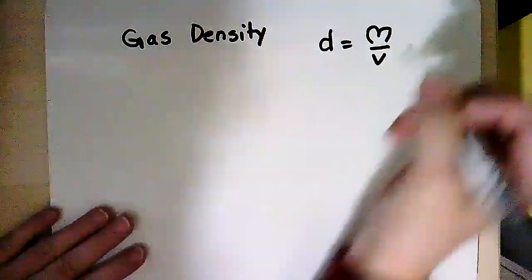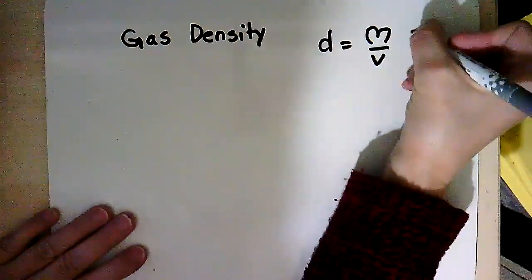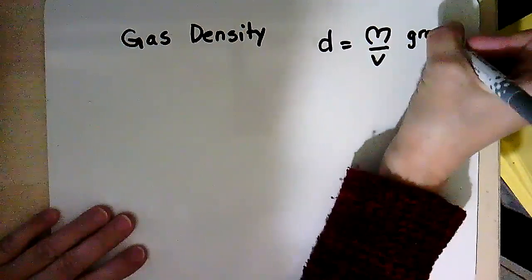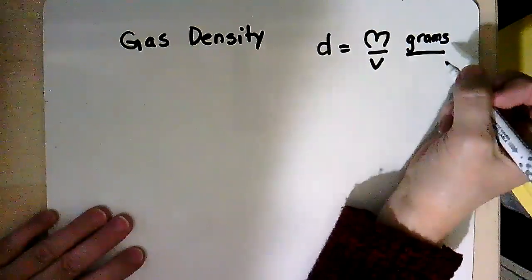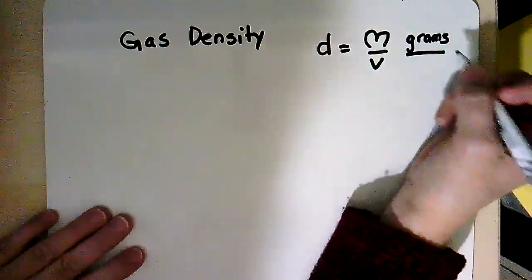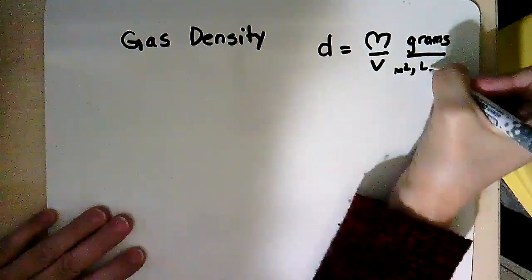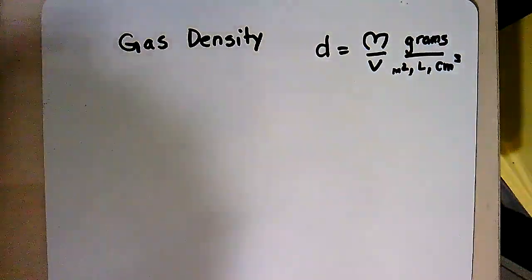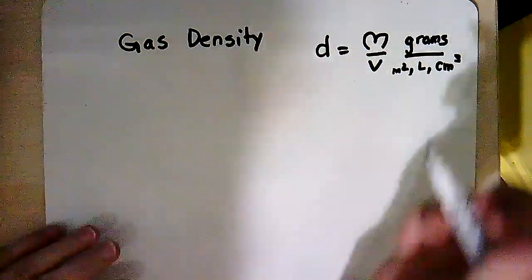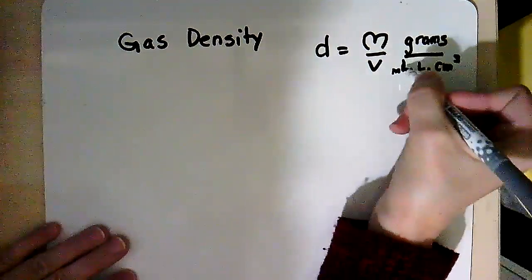Always write it like this to remind you that it makes a heart. So density equals mass in grams over volume in a unit of volume, which could be milliliters, it could be liters, it could be cubic centimeters. All of those are used. It's milliliters there. Let's make sure you can read that.